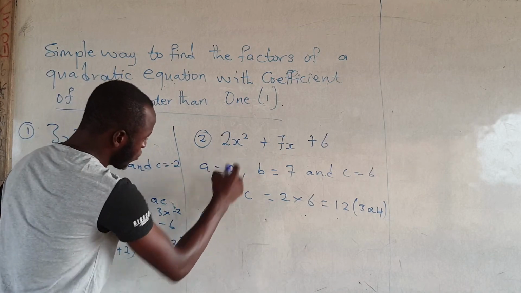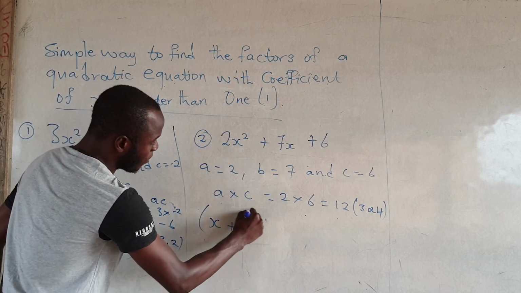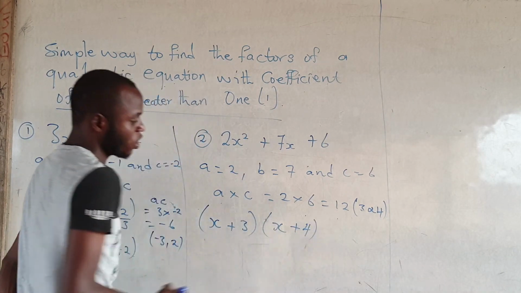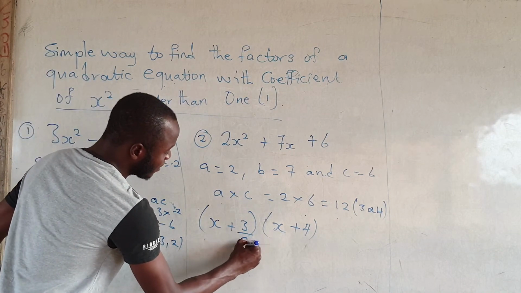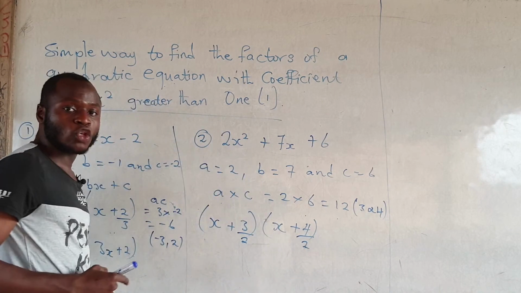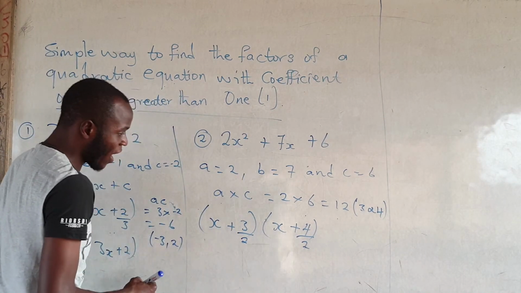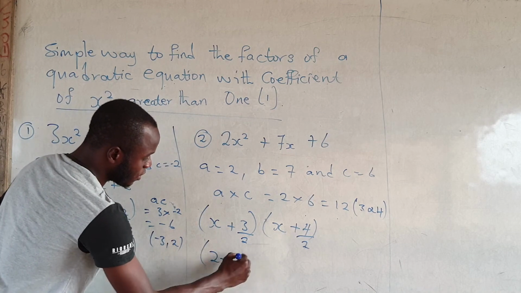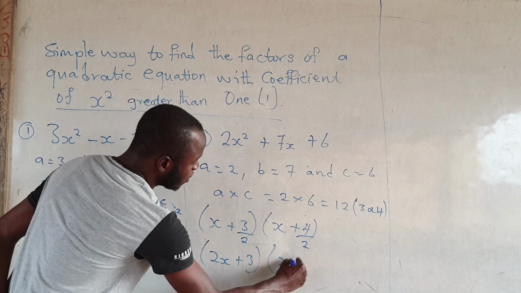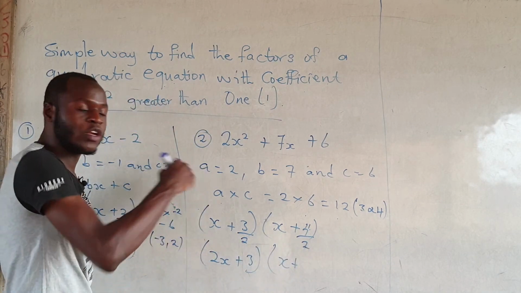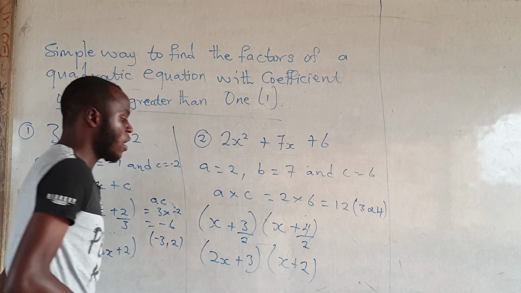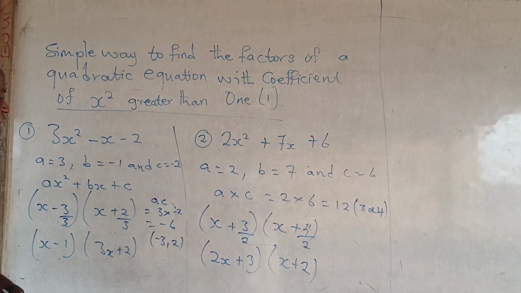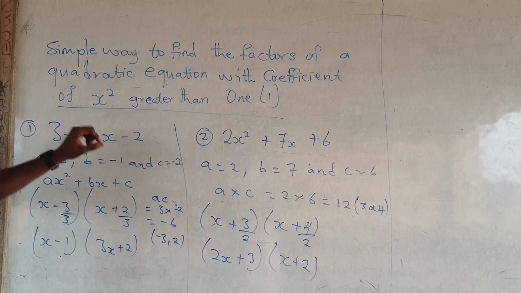Now you open up a bracket, you write the variable, which is x, plus one of the numbers. I'll take 3 first. You open up another bracket, you write x plus the second number, which is 4. Having done this, you divide the constants by the coefficient of x squared in the original question. So with this one, you multiply through by 2, and we have 2x plus 3. And here, 2x plus 4 over 2, 2 can go into 4, so we can divide and get 2.